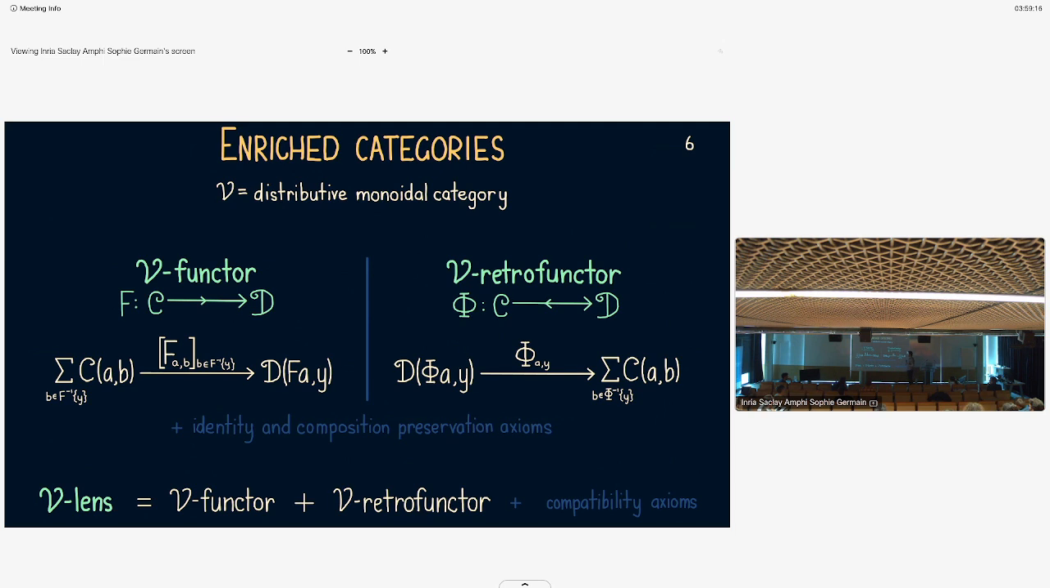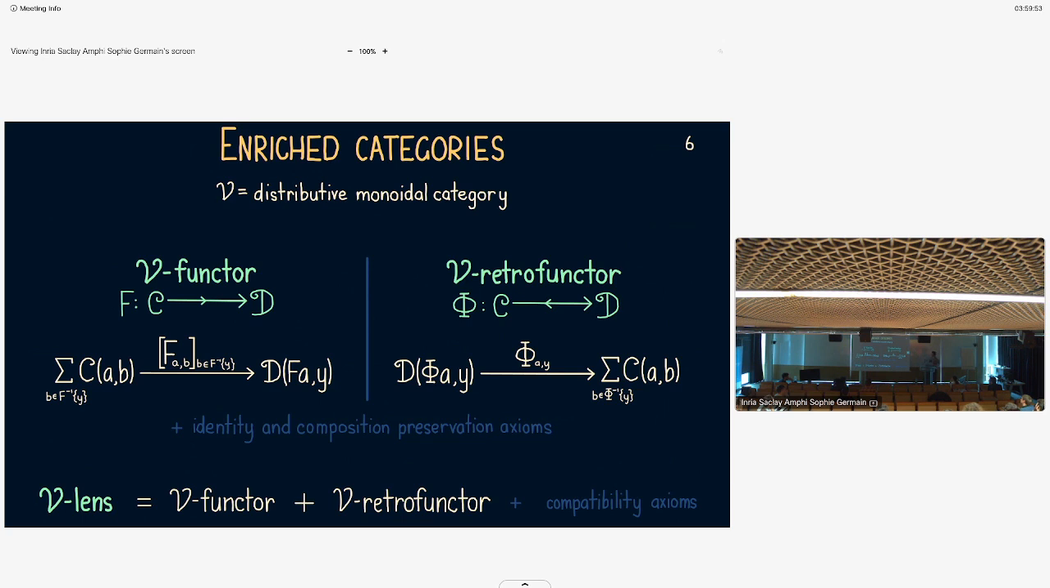And then when you put a V-enriched functor together with a V-enriched retrofunctor, and you ask that they have the same object map, and you ask that when I do this lifting map, and then I do this action of the functor, that composite is the identity morphism, then that's what a V-enriched lens is. So this is the enriched notion of delta lens, of retrofunctors between ordinary categories and delta lenses between ordinary categories.